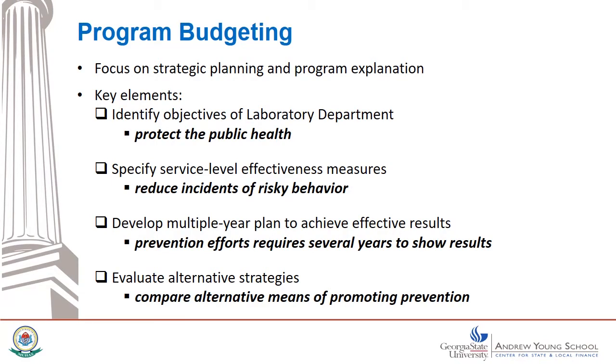For example, the objective may be to protect the public health, with services targeted at reducing incidents of risky behavior. Recognizing that prevention efforts take several years to show results, a multi-year plan has to be in place. And alternative strategies for achieving effective results have to be developed and evaluated to see what works over time.